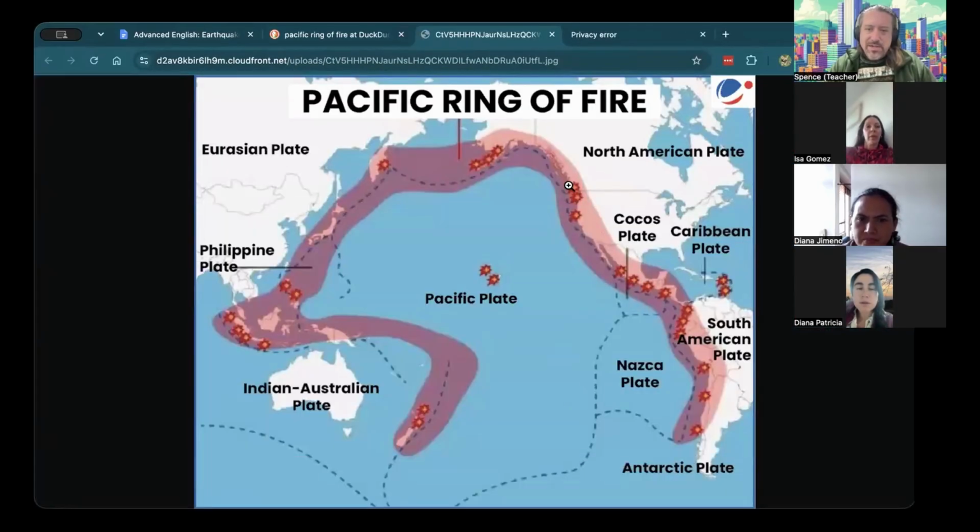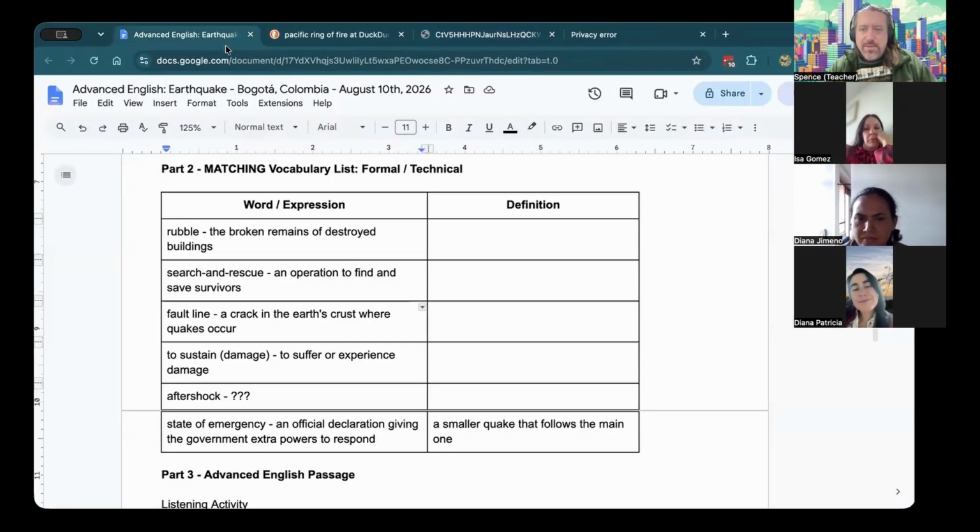So there's Seattle up there in the north. Here is South America down here in the south, Colombia, and then we also have Japan, places like that that have a lot of earthquakes. So different fault lines. Okay. And Isa, last one.